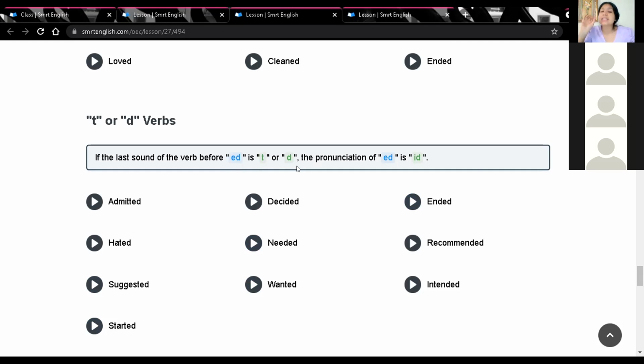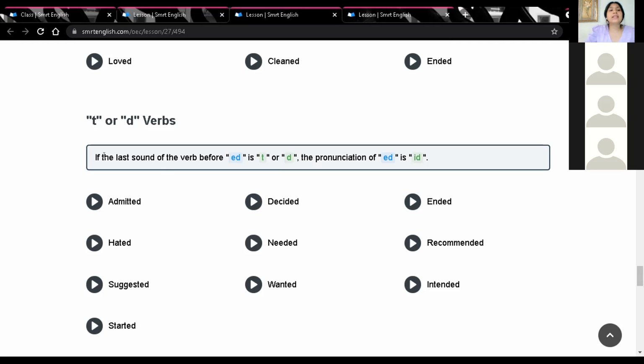So if the last sound of the verb is T or D, listen carefully. It's not the letter, it's the sound. For example, admit, hate. In hate, the E doesn't sound. The last sound of the verb hate is the letter T. So it means that it is going to be hated. Again, if the last sound, not letter, sound, of the original verb is T or D, it means that the ED in the past tense is going to sound as "id". Admitted, hated, suggested, started, decided. Clear?